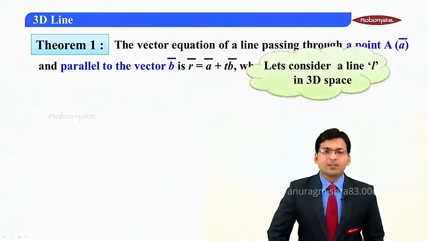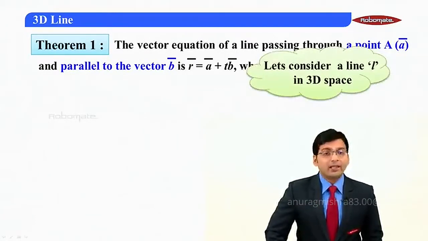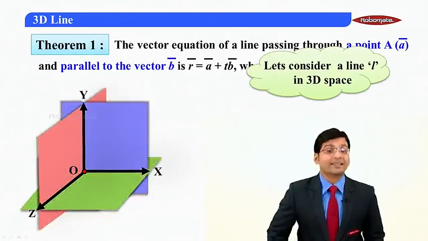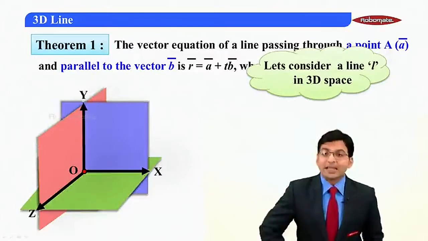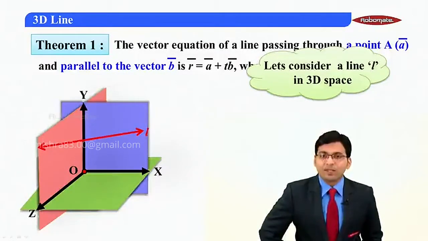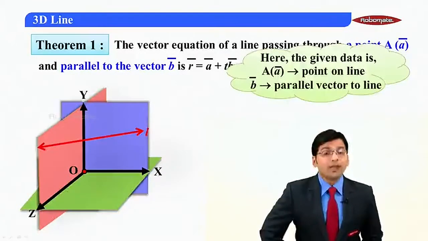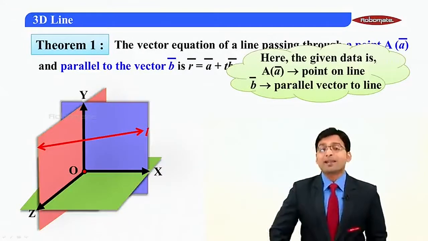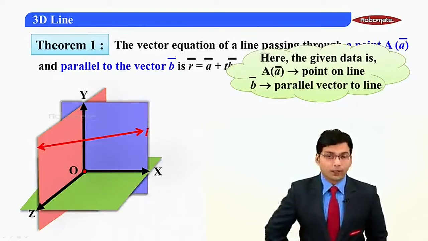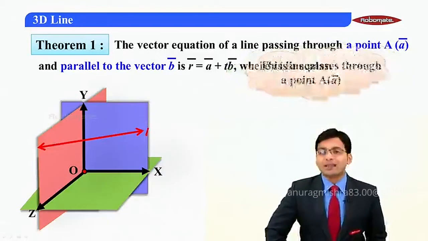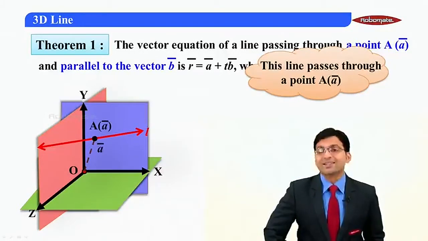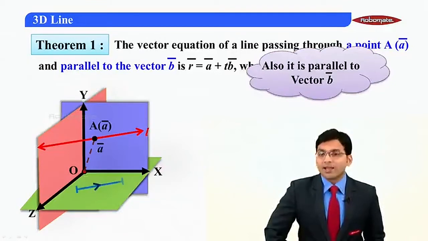Okay, let us start. Let's consider a line L in 3D space. 3D space means X, Y, Z axes and three planes. Let us say there is a line L. From the theorem, the given data is that A is a given point on the line and B bar is a parallel vector. In this diagram, we select a line which passes through a point A, having position vector A bar, and there is a parallel vector B bar.